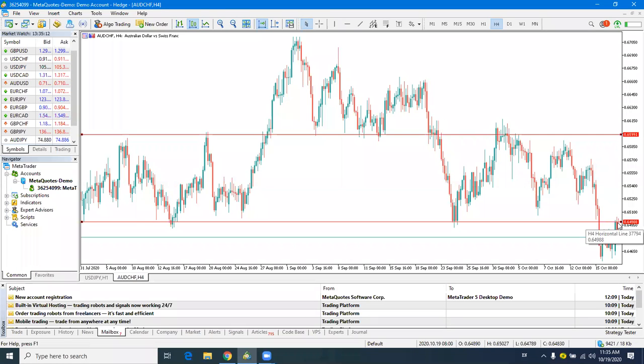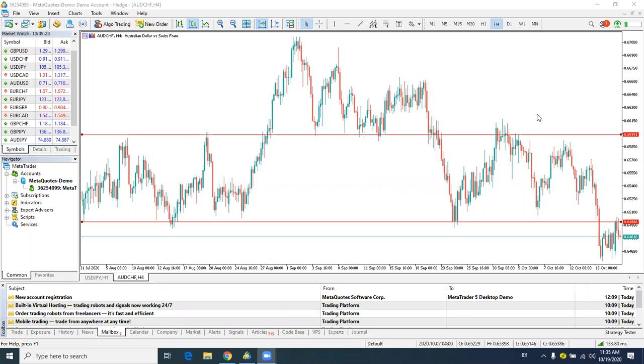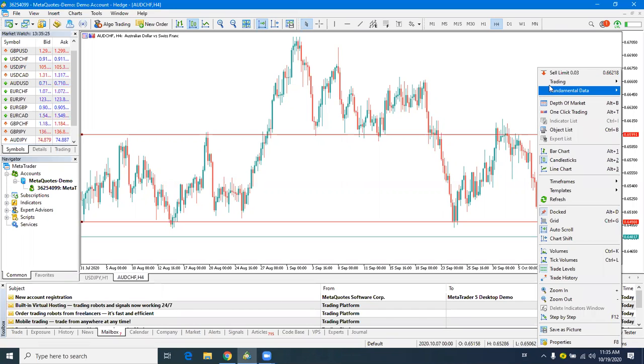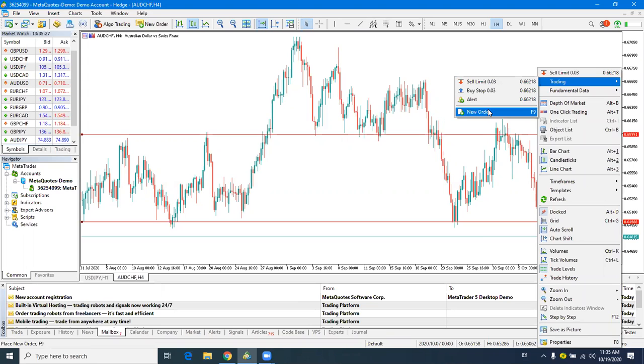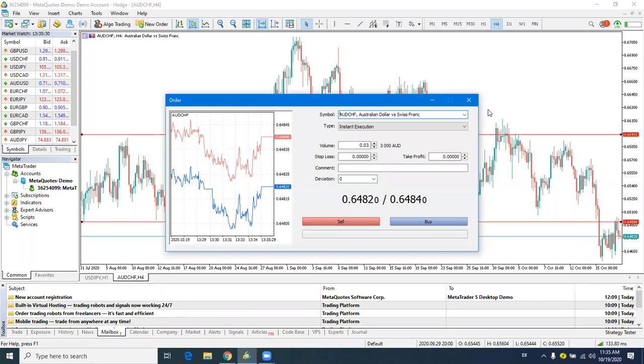If it doesn't fall, that means there is another factor that is pushing that market, which is under fundamental analysis. Then we come back with the next new link I'll be bringing in. We would see it clearly. Now, I want to enter instant execution, for example. I right-click on this chart, I click on trading, and I enter new order. Now, this is my new order, AUDCHF.